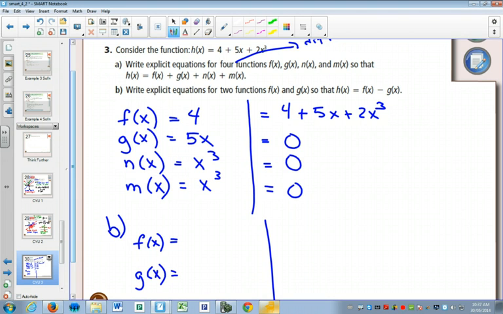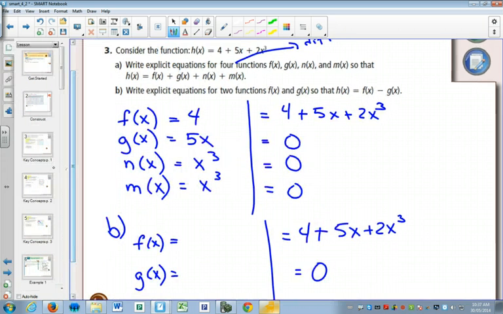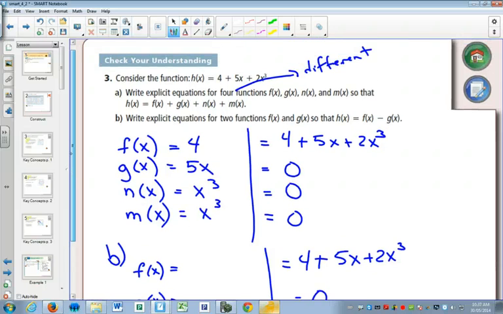4 plus 5x plus 2x minus 0. Well, minus 0, that would just still be 4 plus. That's going to be the simple one. Okay, and it would still solve the fact that they're both different, right? This is the easiest one, right? So now you did succeed in doing 2 different ones.